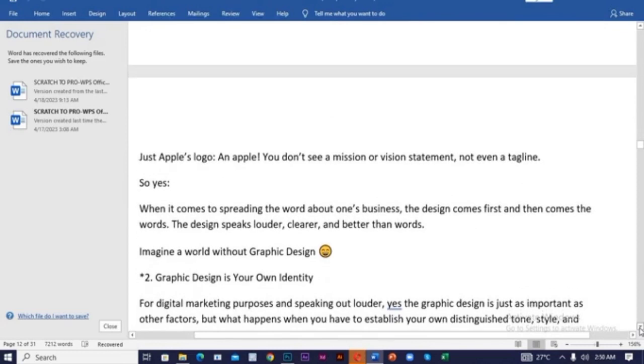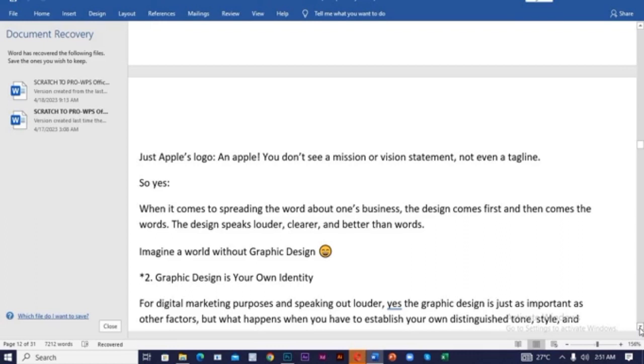An apple. You don't see a mission or a vision statement. And in any brand identity you are seeing, you're not seeing a mission or a vision statement there, not even a tagline. So yes, when it comes to spreading the word about one's business, the design comes first, and then comes the words. The design speaks louder, clearer, and better than words. That is the truth.